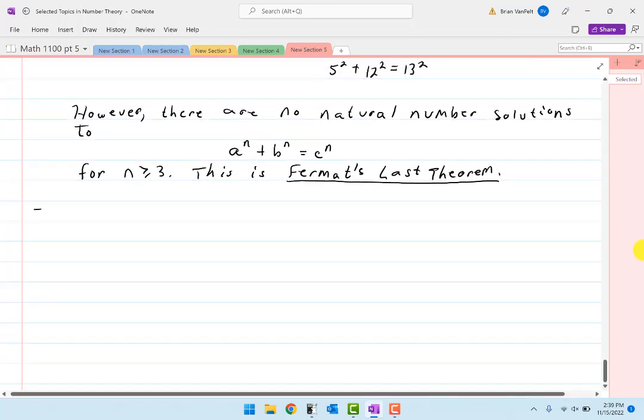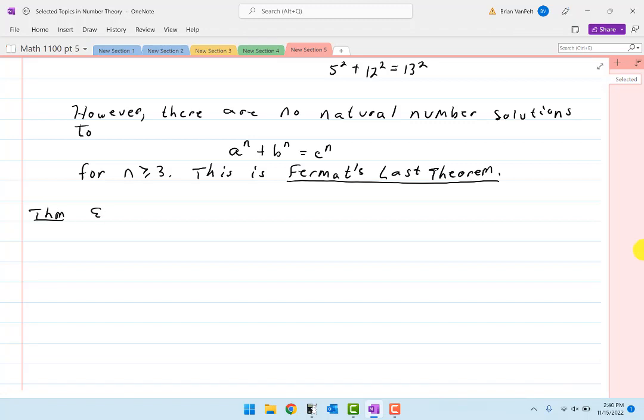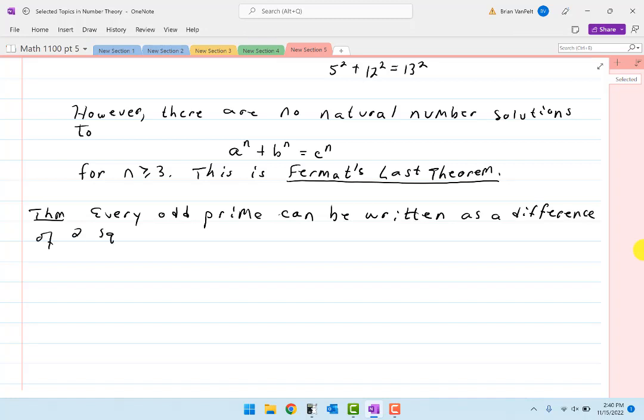Also by Fermat, this theorem: every odd prime can be written as a difference of two squares in only one way. So whatever you do, it's unique is all they're saying.